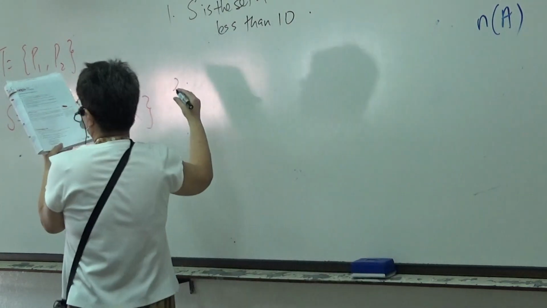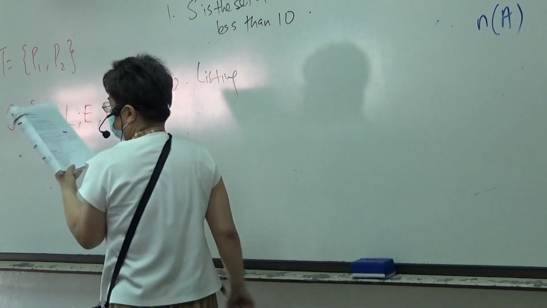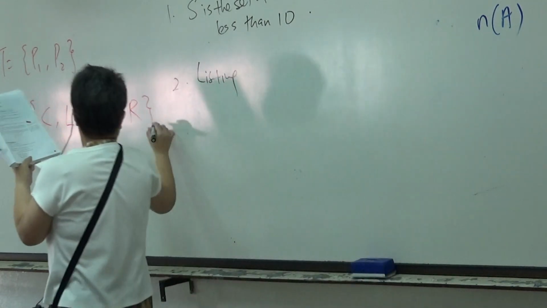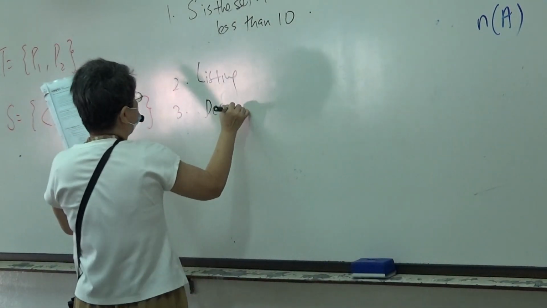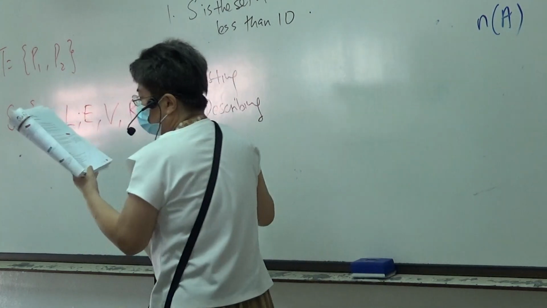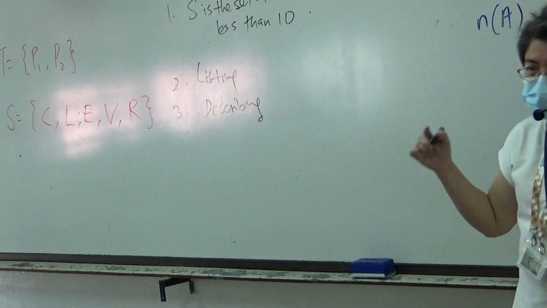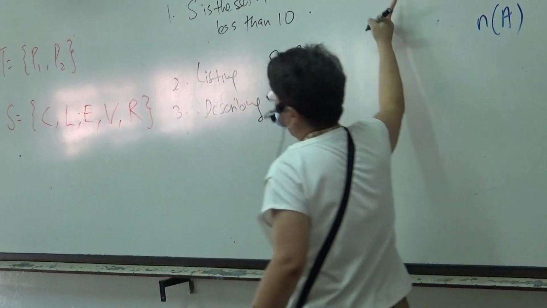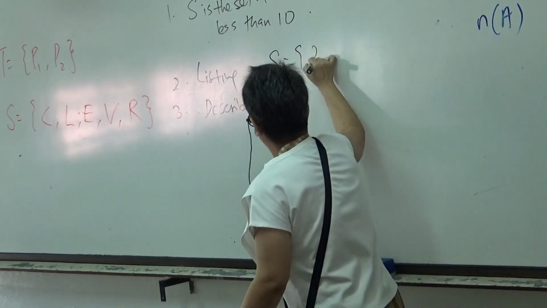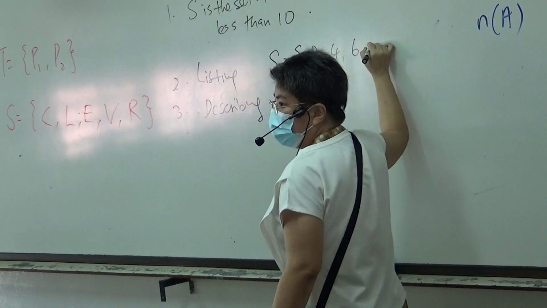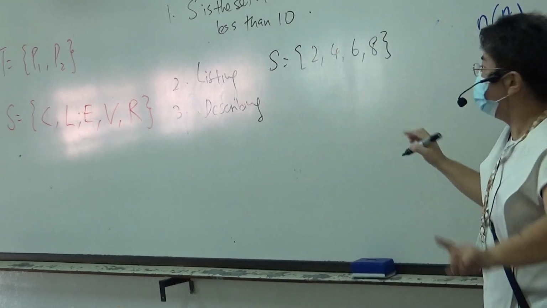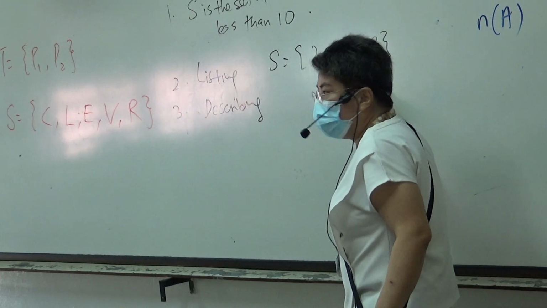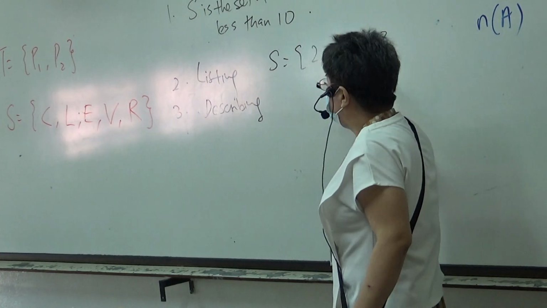Okay, number two, listing all the elements in a set, in set notation. Number three, describing all the elements in a set, in set notation. Now what's the difference between the second one and the third one? Listing means this: positive, even, less than 10, so it'll be 2, 4, 6, and 8, because it's less than 10. This is called listing. You write everything out. Understand? This is called describing in words. This is called listing. Understand?